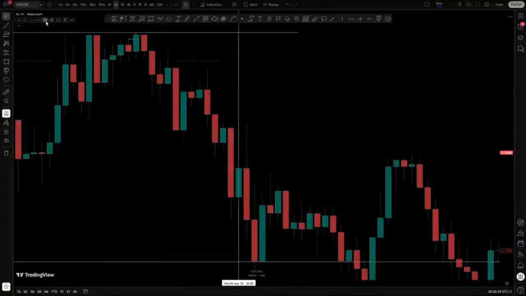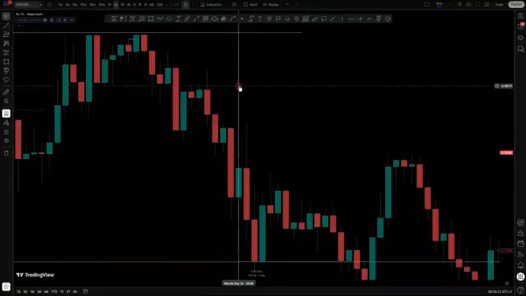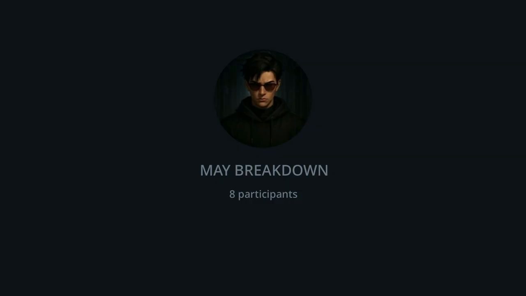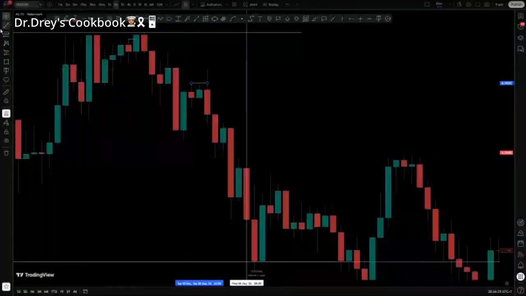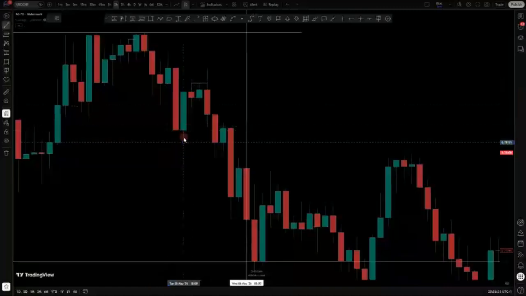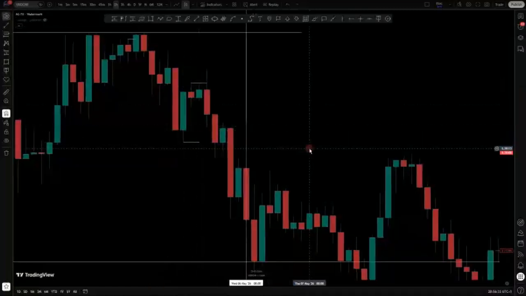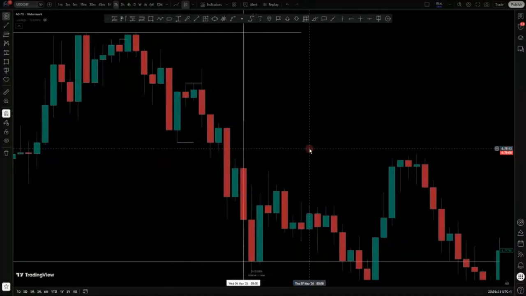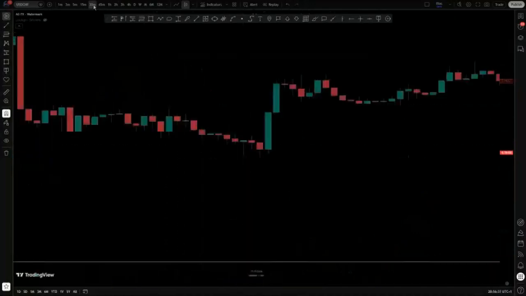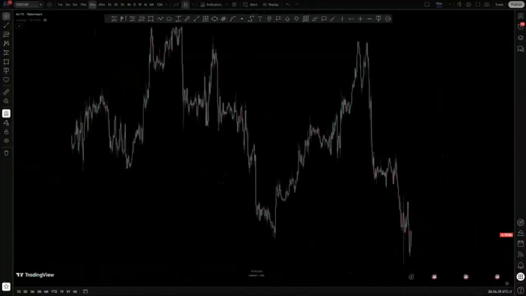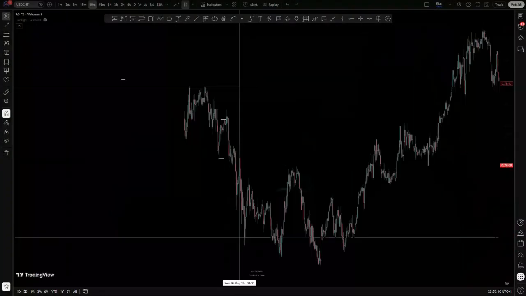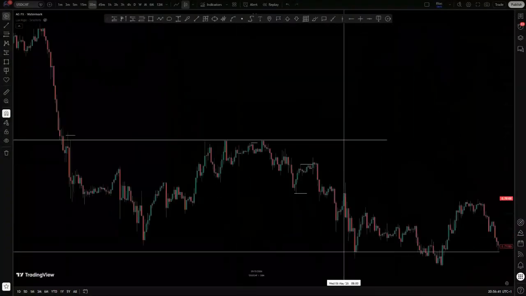Hold on. Like orange, this sweep here, followed by what? Followed by this break of structure. So yeah, so we had sweep and break. Now, where could I enter off of? Where could I have entered off? Had one, but it's a missed entry.